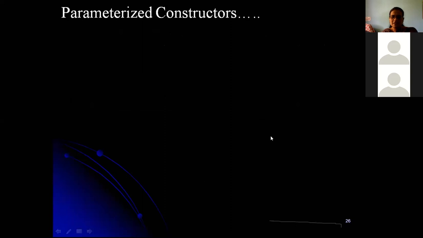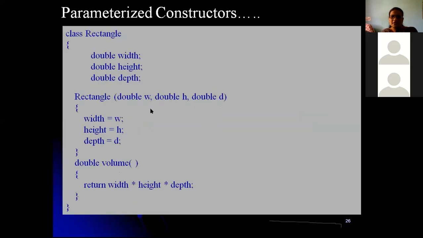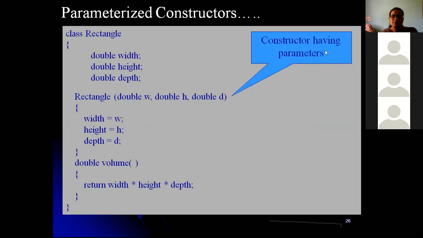And next is the parameterized constructor. Till the default constructor we have discussed in the previous class. A parameterized constructor indicates a constructor which has parameters. Here, class Rectangle has 3 variables, and the Rectangle constructor has 3 different arguments, the parameters W, H, D. We assign the respective values, and then there is the double volume. It is a constructor having parameters.